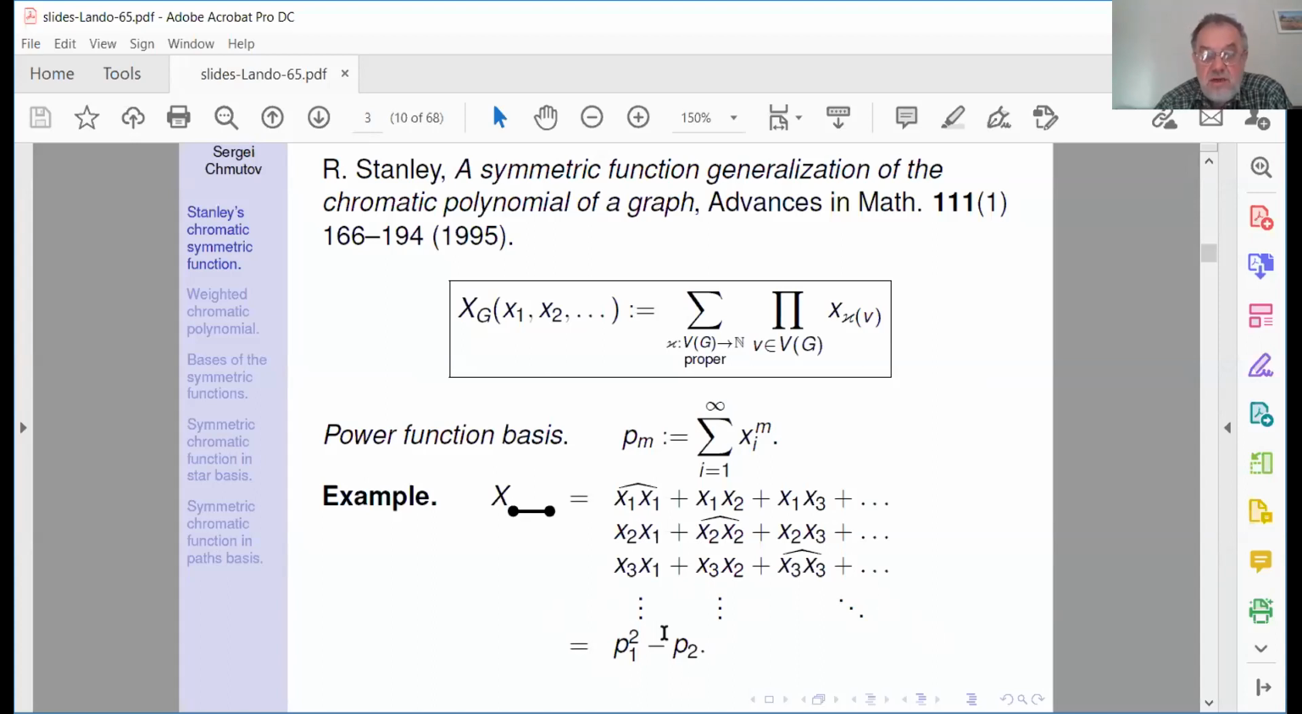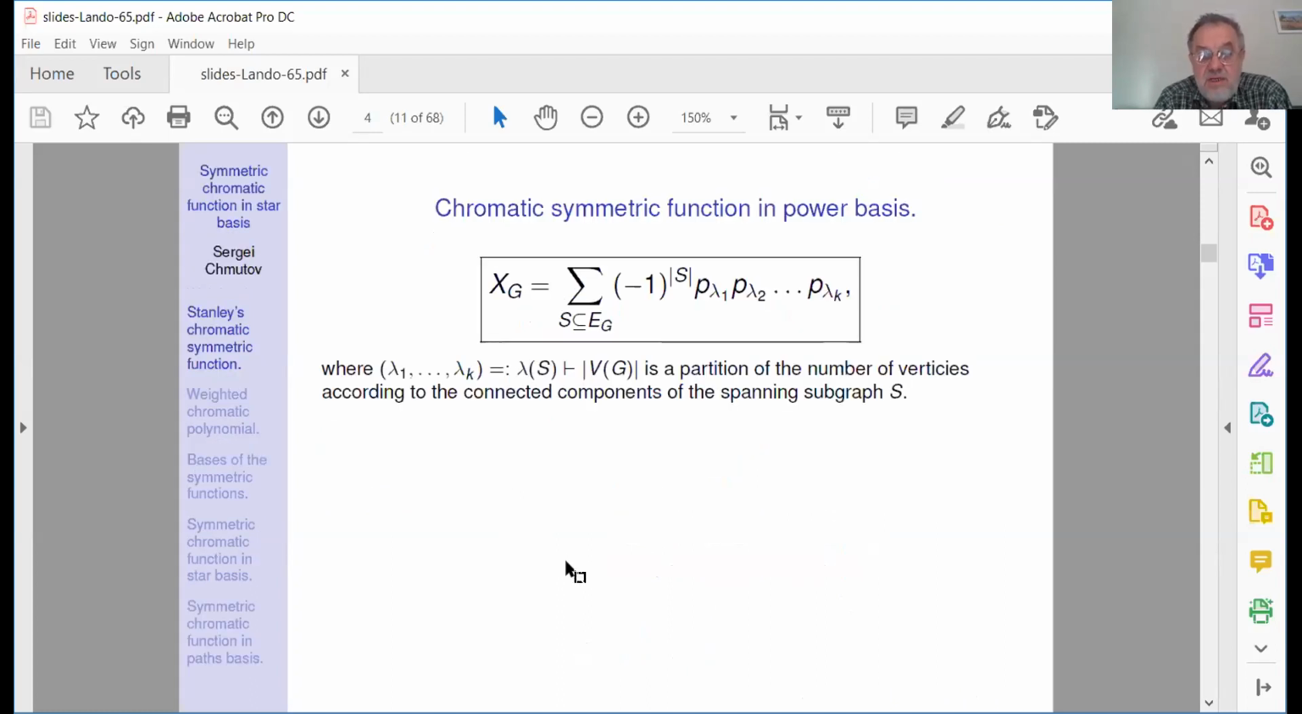And the usual chromatic polynomial will be obtained if I plug in, make all these variables p's equal. So I make it lambda, then it will be lambda squared minus lambda, and that is the number of colorings of this graph in lambda colors. So the classical chromatic polynomial of the graph. So it is a generalization of chromatic polynomial. But in general, there is that formula for symmetric chromatic polynomial like that.